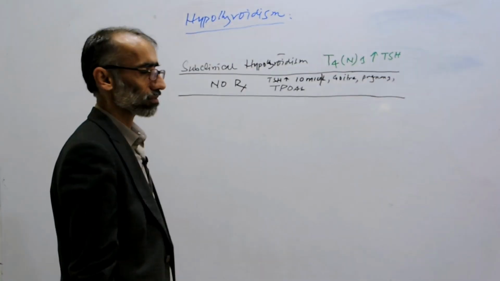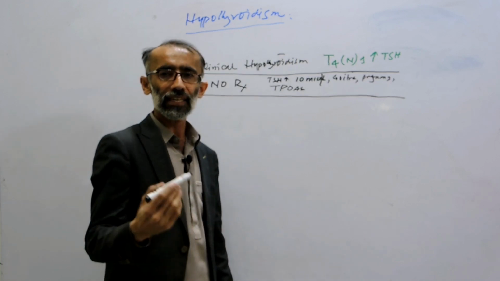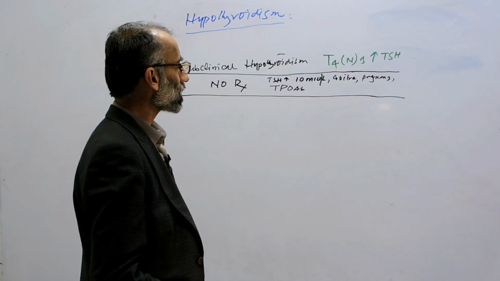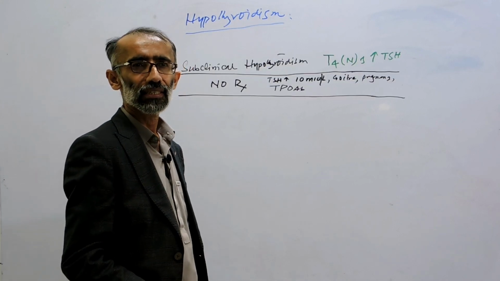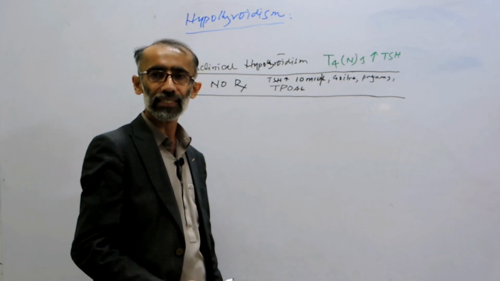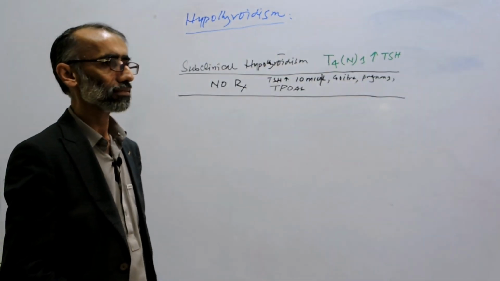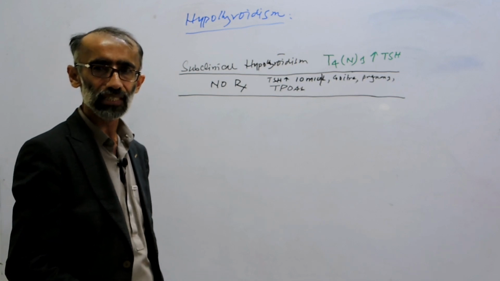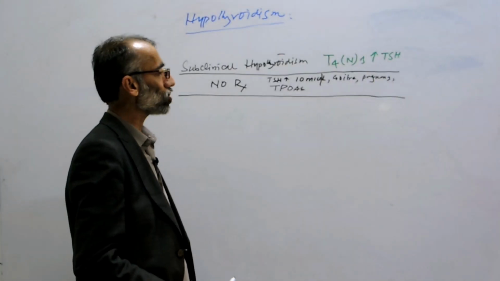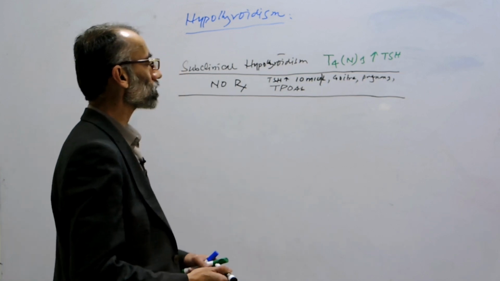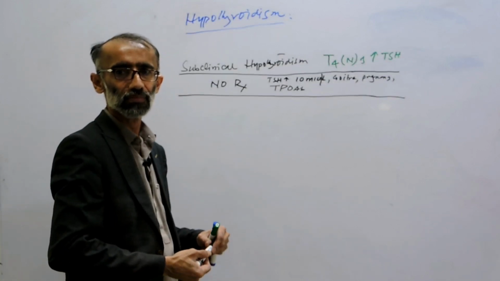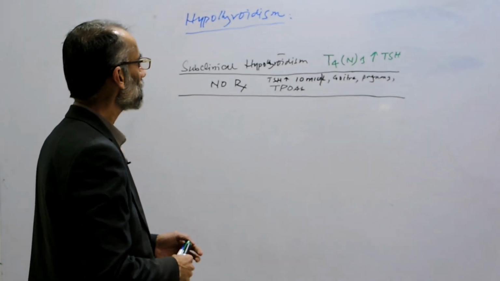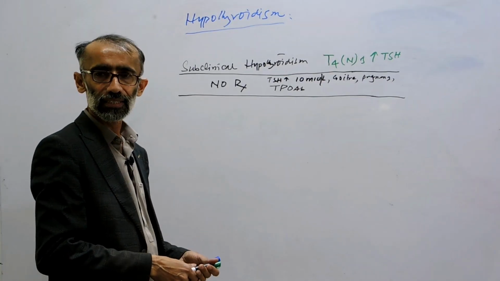If a patient, age less than 60, presented with cardiovascular diseases such as prior cardiac disease or diabetes mellitus or metabolic syndrome, then you have to treat the subclinical hypothyroidism. Otherwise, subclinical hypothyroidism does not need any treatment.